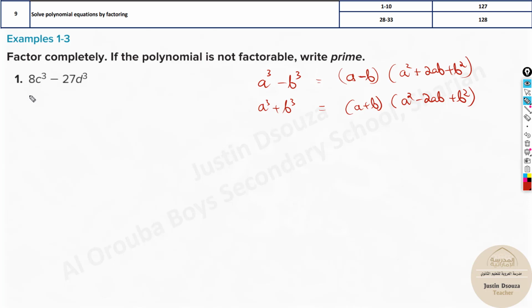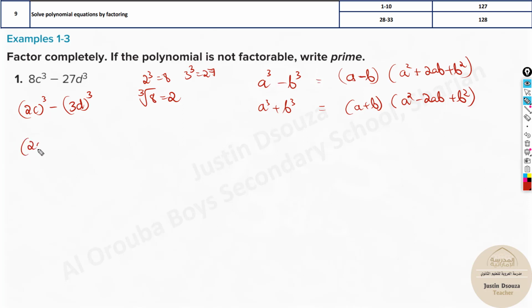We know that 8 can be written as 2 cube. You can just use your calculator, use the cube root option and press 8, your answer is 2. So this can be written as 2c the whole cube minus this can be written as 3d the whole cube. Why? 3 cube is 27 and 2 cube is 8. Now I can apply this formula over here, a cube minus b cube.